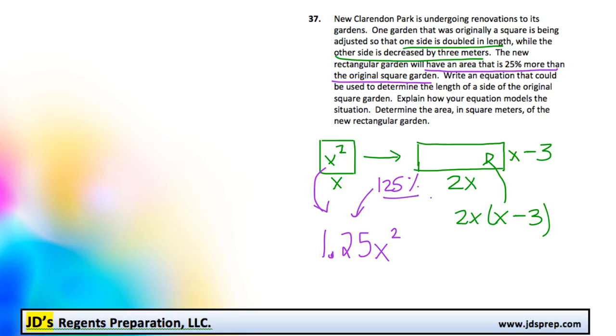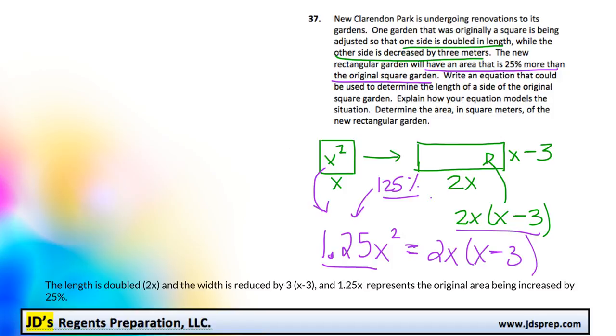Anyway, so this represents the area of the new rectangular garden. So we can state that this is equal to this, 2x times x minus 3. And so this is an equation that we could use to actually solve for the original side length of the garden. And because we're asked to explain how the equation models this situation, you can see the explanation I gave down at the bottom here.